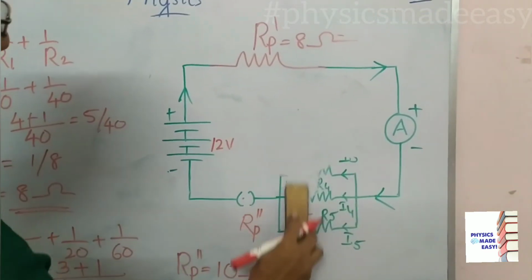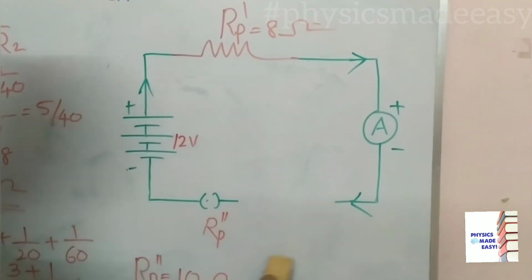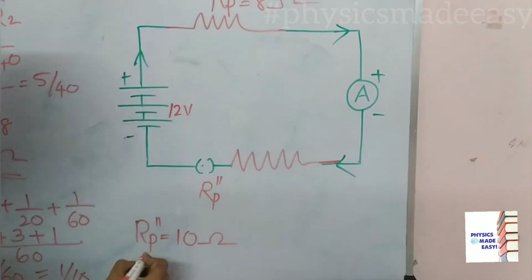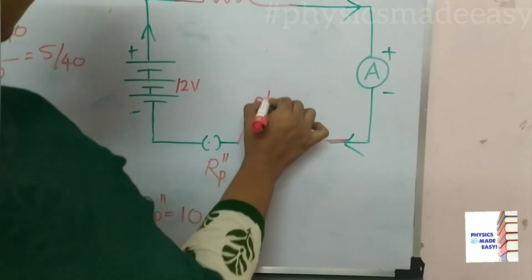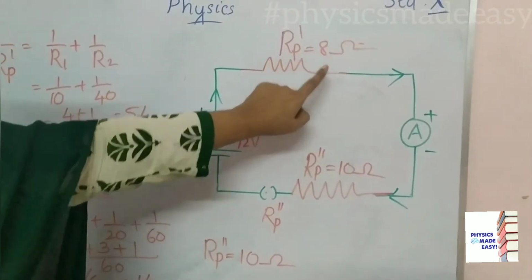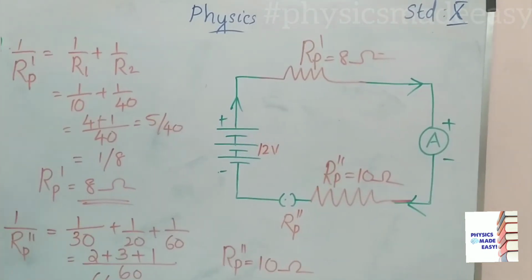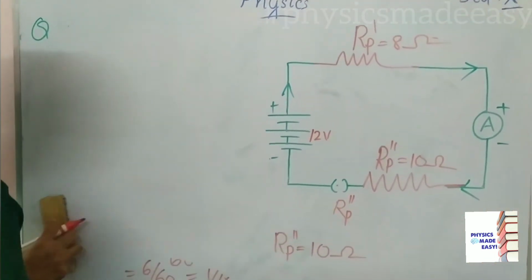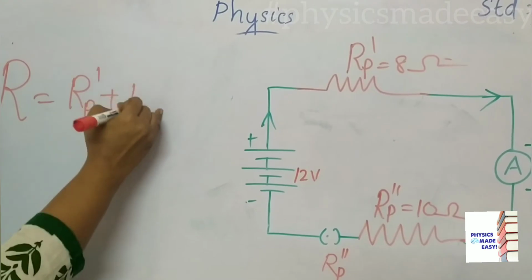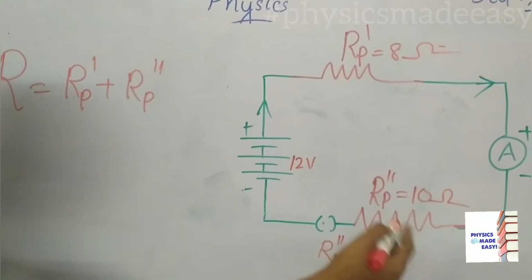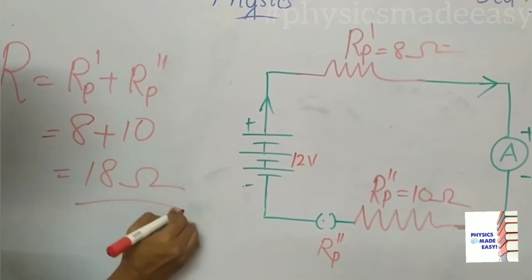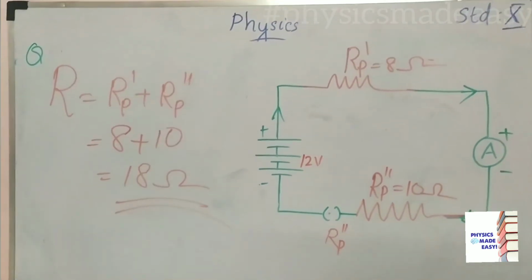Like that, here I am going to replace this combination also. You can see this combination of the 3 resistors is replaced by Rp'', that is equal to 10 ohm. Listen children, now you can see 8 ohm and 10 ohm are both connected in series. Then how can we find the total resistance? Total resistance will be equal to Rp' + Rp''. These two are connected in series. So 8 + 10, that is equal to 18 ohms. That is the total resistance of the circuit.